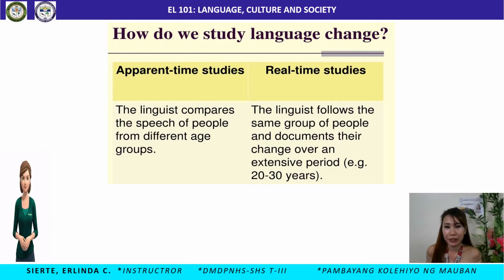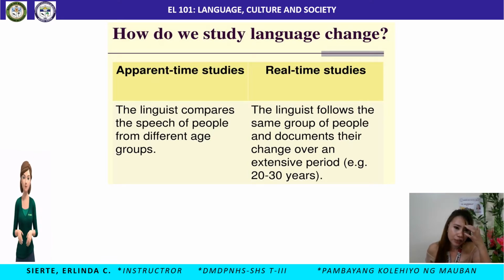And how do we study language change? We have here apparent time studies and the real time studies. The linguist compares the speech of people from different age groups. So that is for apparent time. How about in real-time studies? The linguist follows the same group of people and documents their change over an extensive period, for example, from 20 to 30 years. All right?